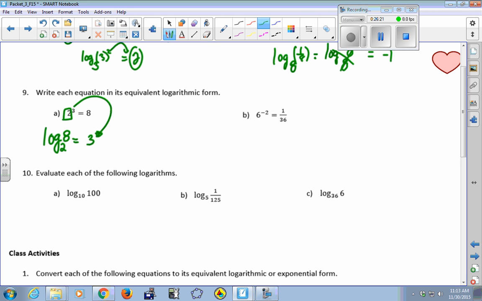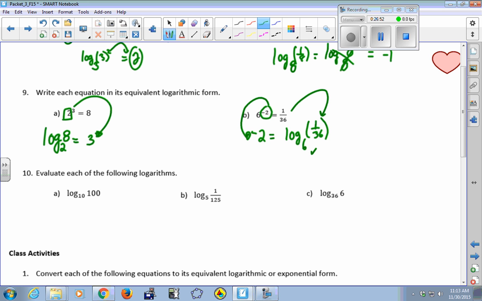Okay, someone want to help me with this one? Someone who's feeling confident or feeling like they can take a risk? Oh, James? Negative 2 equals log base 6 of 136. Yep. The log is just the exponent. That's all it is. Same base. The output is the input.